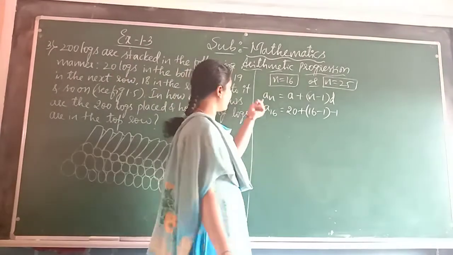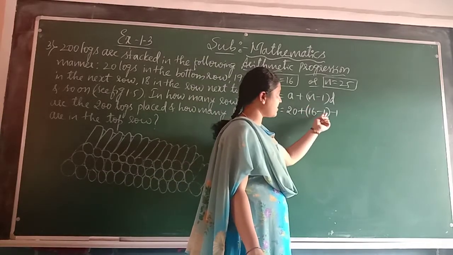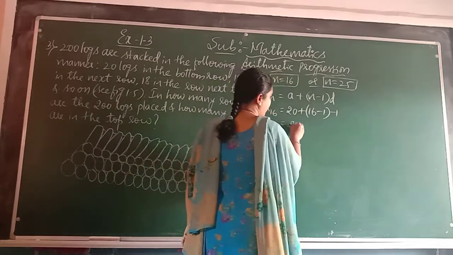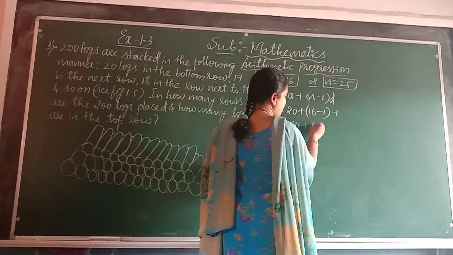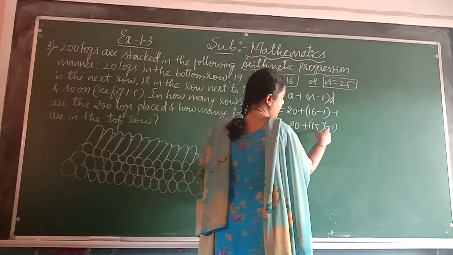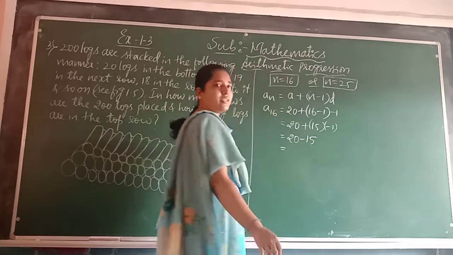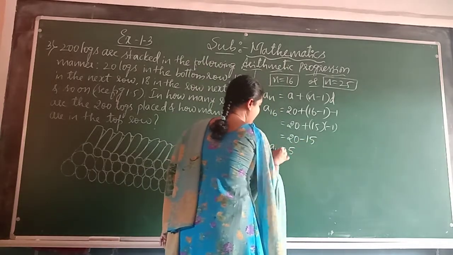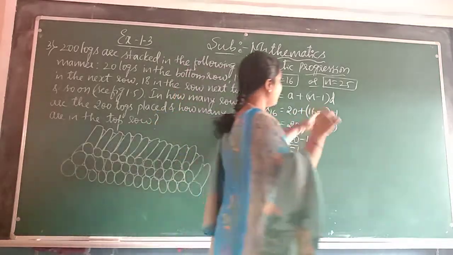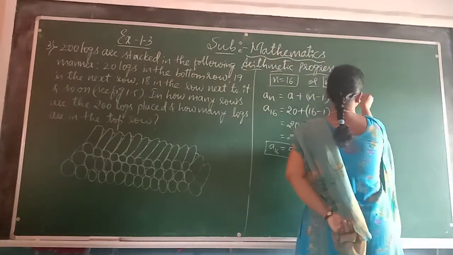And now substitute the values. a16 equal to a value 20 plus n value is 16 minus 1, common difference d equal to minus 1. Simplifying 20 plus 16 minus 1 is 15 into minus 1. Now 20 plus into minus, minus 15 ones are 15 only. 20 minus 15 how much? 5 remains. That is in 16th row we got 5 logs. Like this only we have to find for 25th row. Write it similarly.